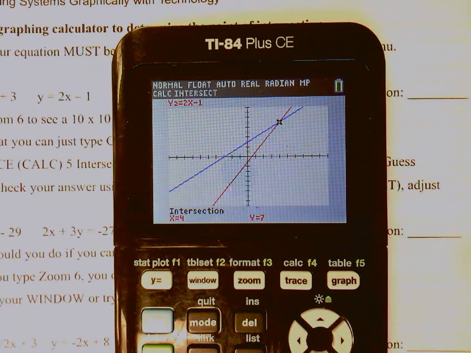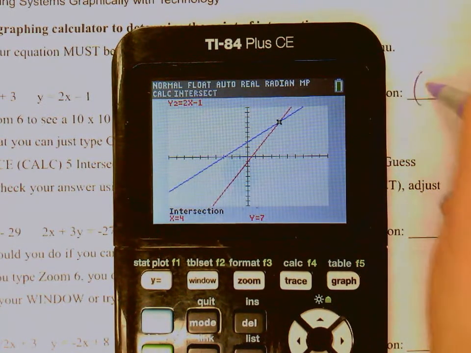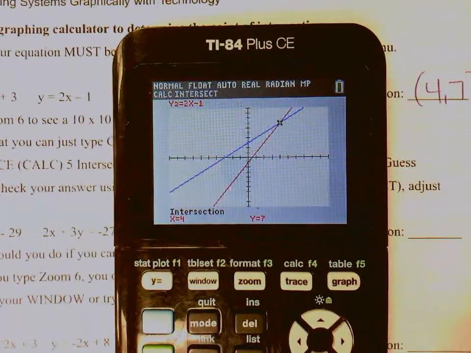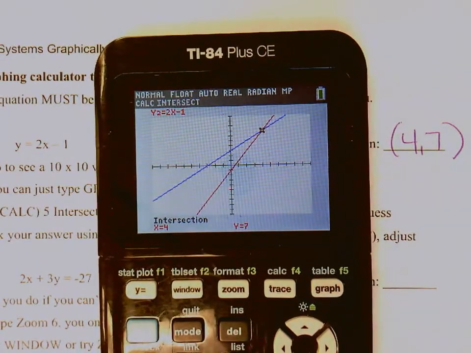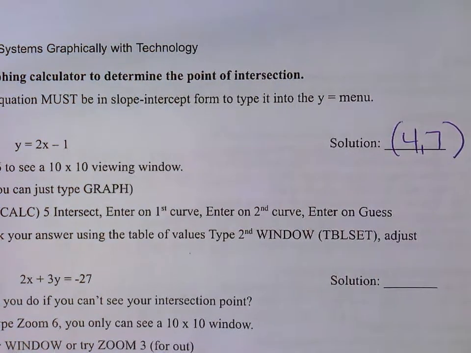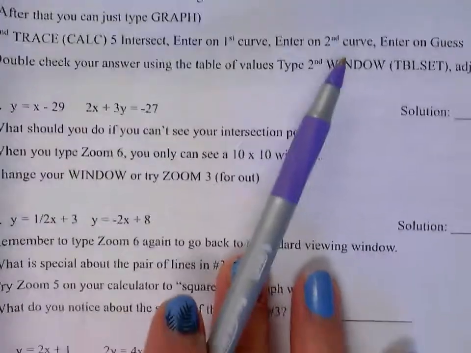So you could double check your graphing this way. All right, so I'm going to write my solution was 4,7 on my paper. Does anyone need help with that step? And the steps are there for you if you forget. All right, and I wanted to show you another example because this one does not fit on the graph.